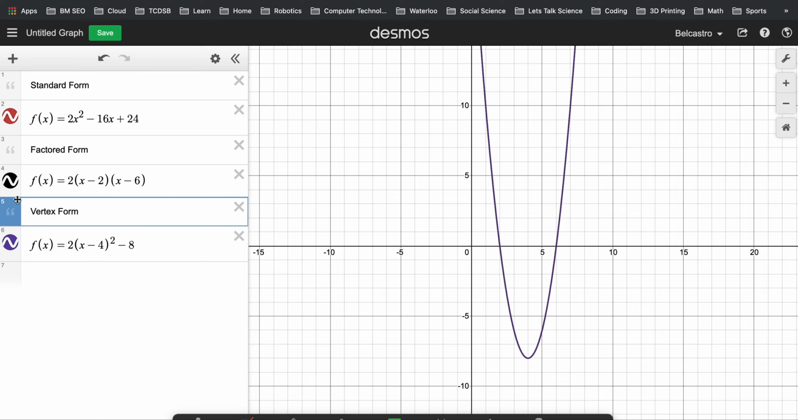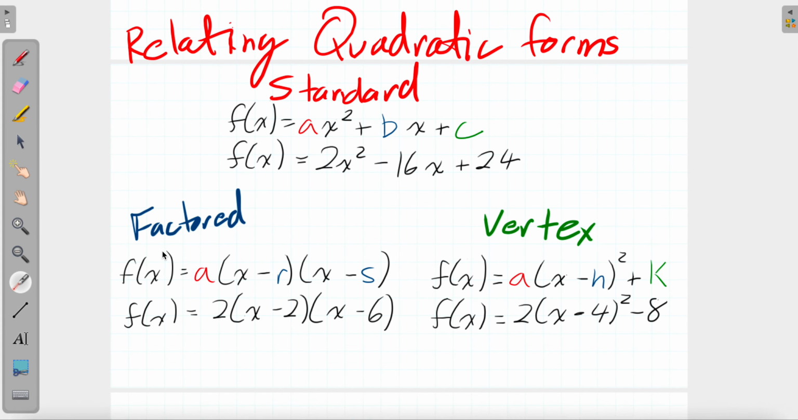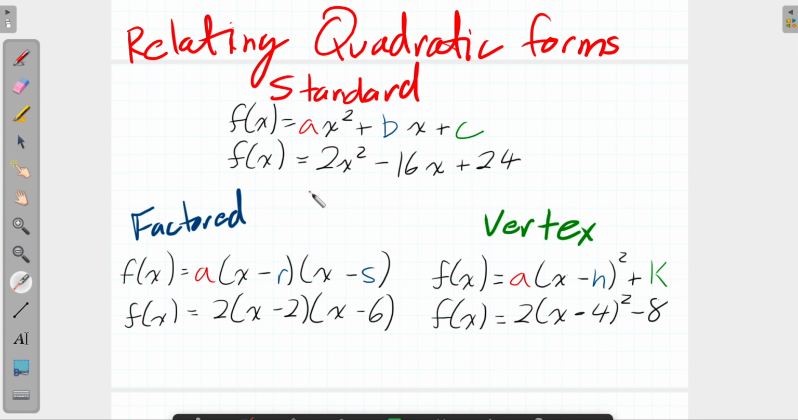And when I turn on the purple, it's a little hard to see with the black, but the purple overlaps the black one too. Okay, so what that means is these are the exact same quadratic, just represented in a different way. Now what we want to do is draw attention to parts of the numbers in the quadratic and what they can tell us about them.